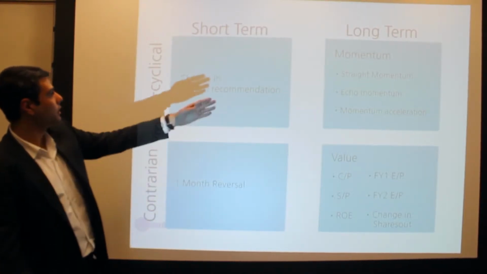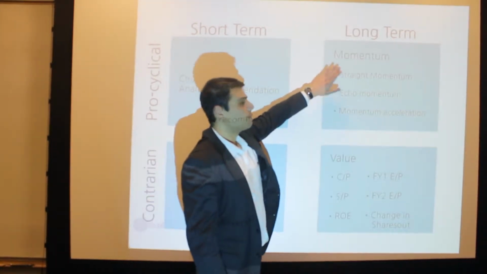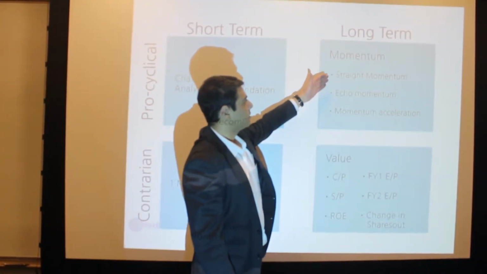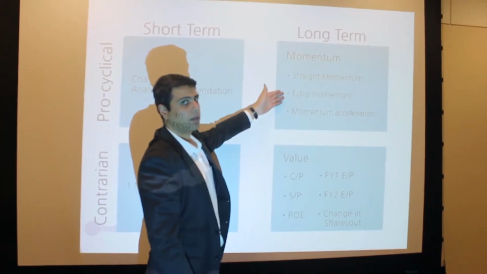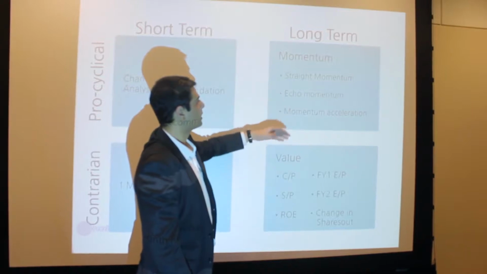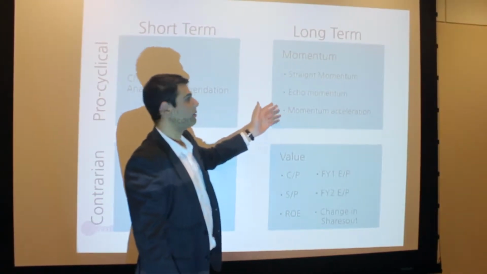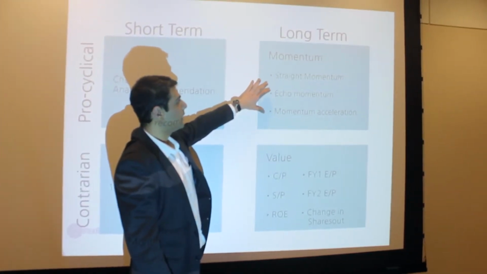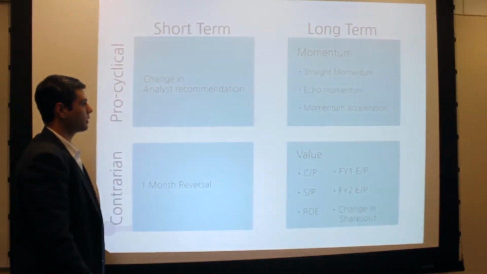Let's start with the long-term pro-cyclical bucket, which is the momentum alpha bucket. We use a momentum blend instead of just using one momentum signal. We take the blend of straight momentum, the classic Jegadeesh and Titman paper, echo momentum by Robert Novy-Marx, and the momentum acceleration strategy outlined by Gettleman and Marks. We form a composite momentum alpha blend, which we use in the final overall alpha blend of our strategy.